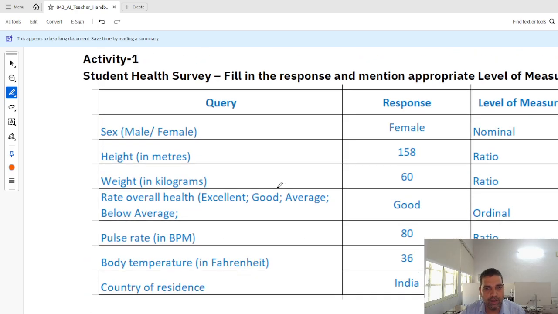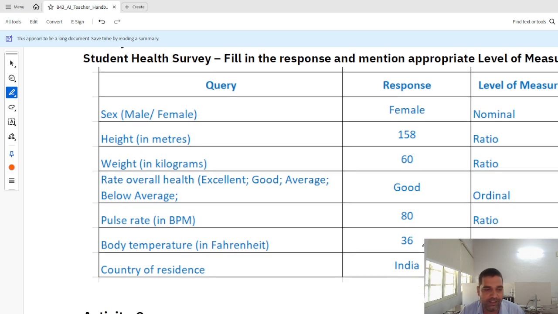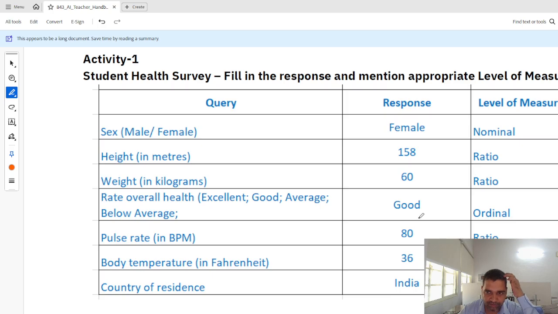Okay, so here some questions are there. Activity, student health survey: fill in the response and mention the appropriate level of measurement. The student gave the answer female to 'What is your sex?' This is nominal because a name is used. Height 150, this is ratio, a number. Weight 60, ratio. Overall health, good: this is ordinal. Good, better, best means you are using ordinal scaling. Pulse rate 80, ratio. Body temperature 36, ratio. Country of residence India, a name, so nominal. Like this you have to classify the level of measurement. Maybe the question is asked in the exam.